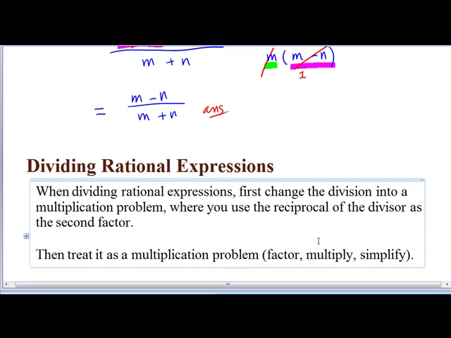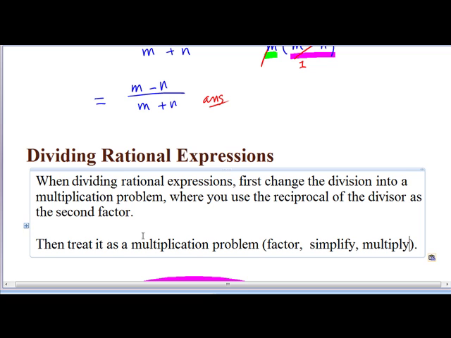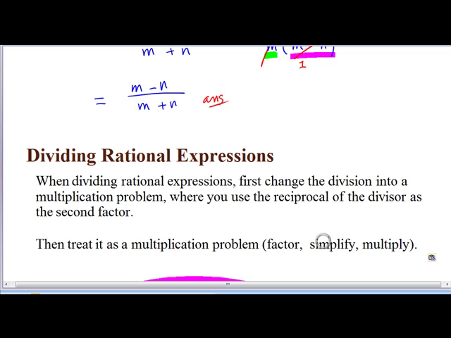And then after that, we just treat it as a multiplication problem. I would factor, simplify, and multiply. Should be this order. We simplify here means we divide out the common factors, and then after we finish that we multiply. Okay, that's the order that we have to do.